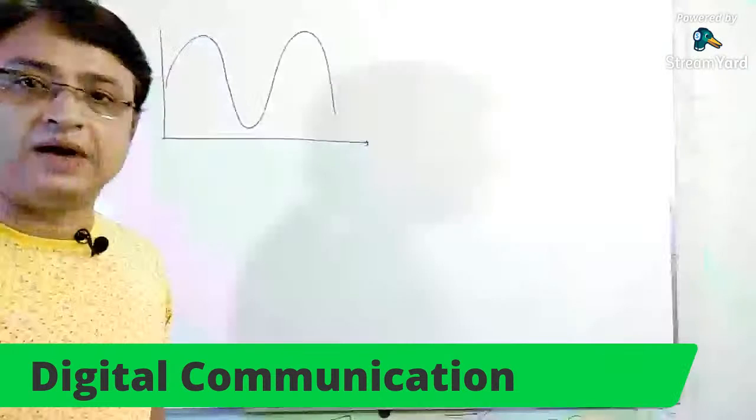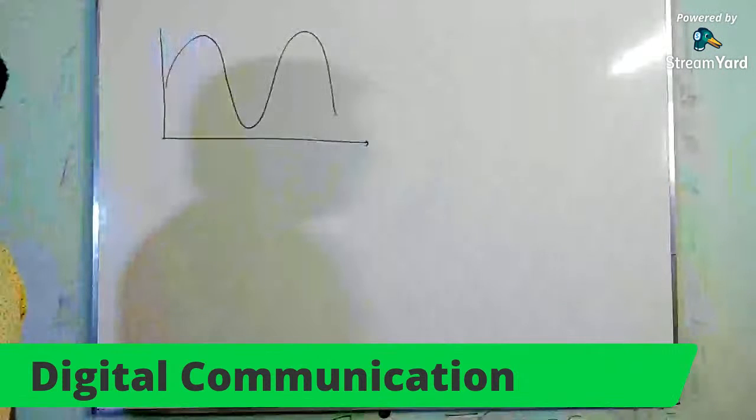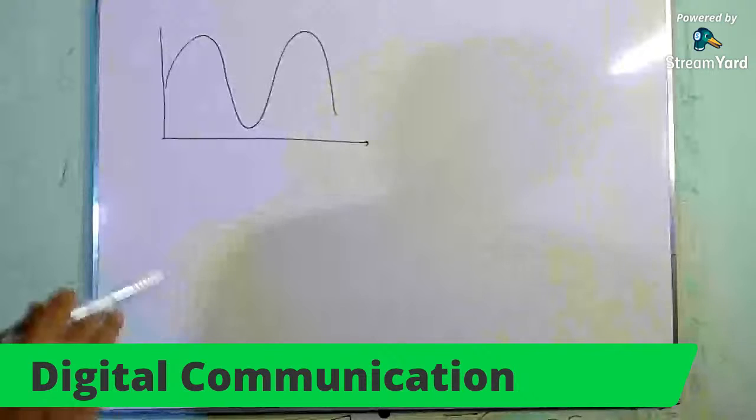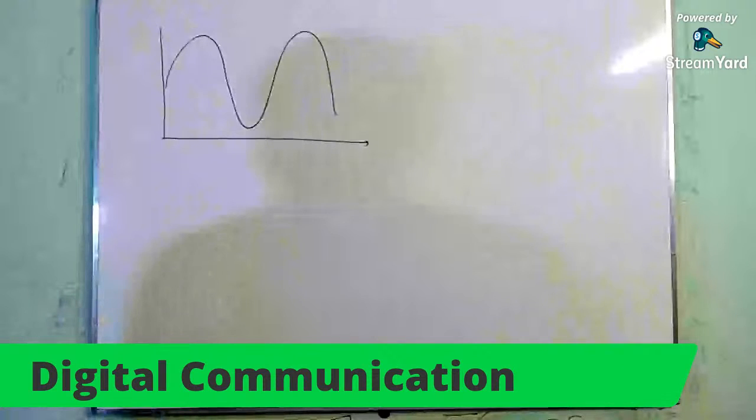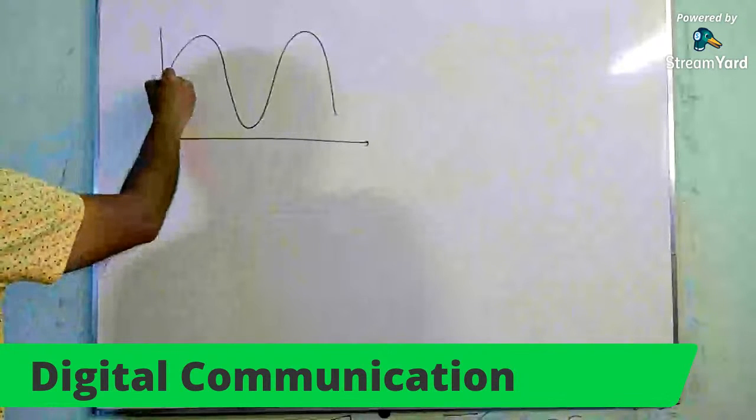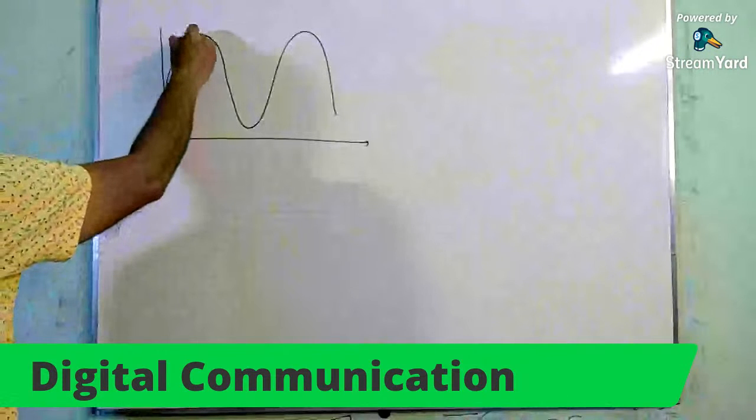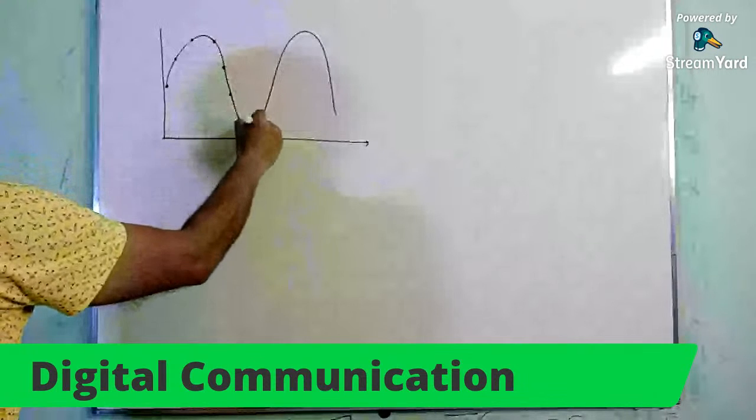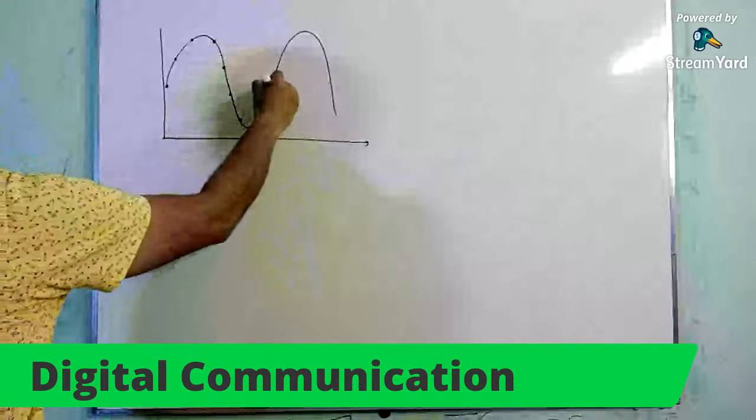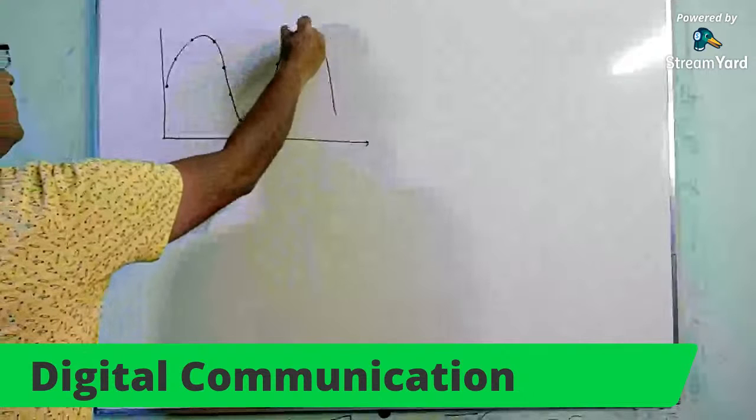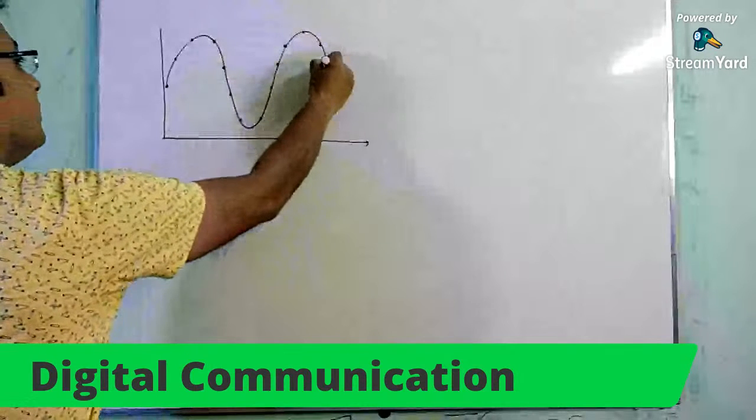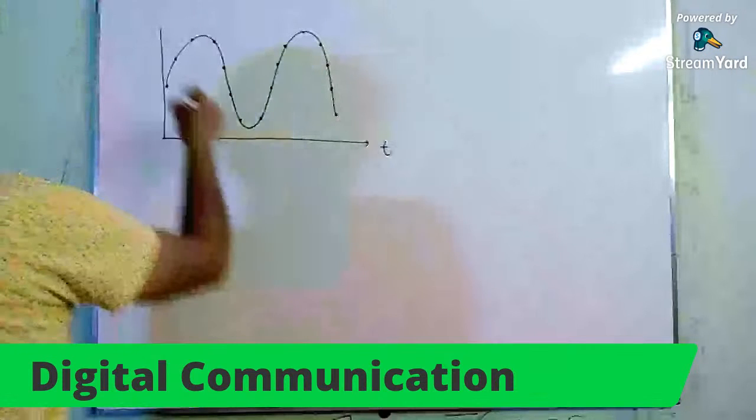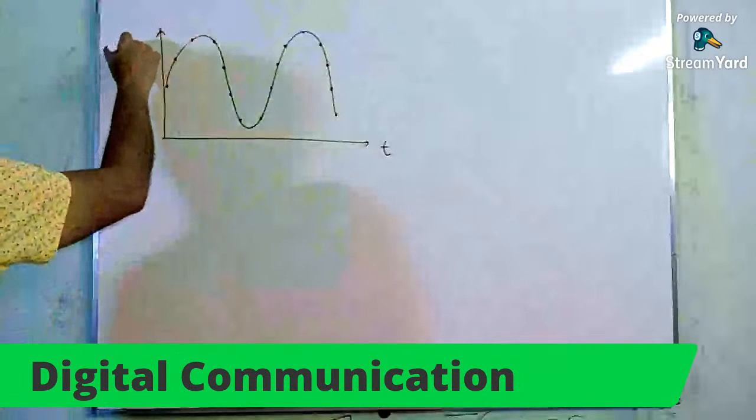Now, how do we get discrete values from this analog signal? For this to happen, let's sample this signal at these different points. So this is the time and this is the amplitude part.